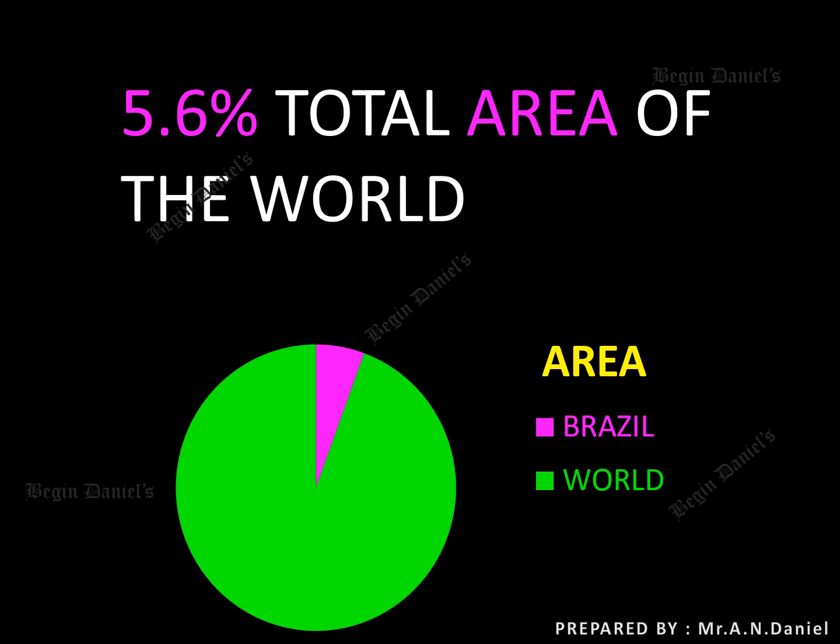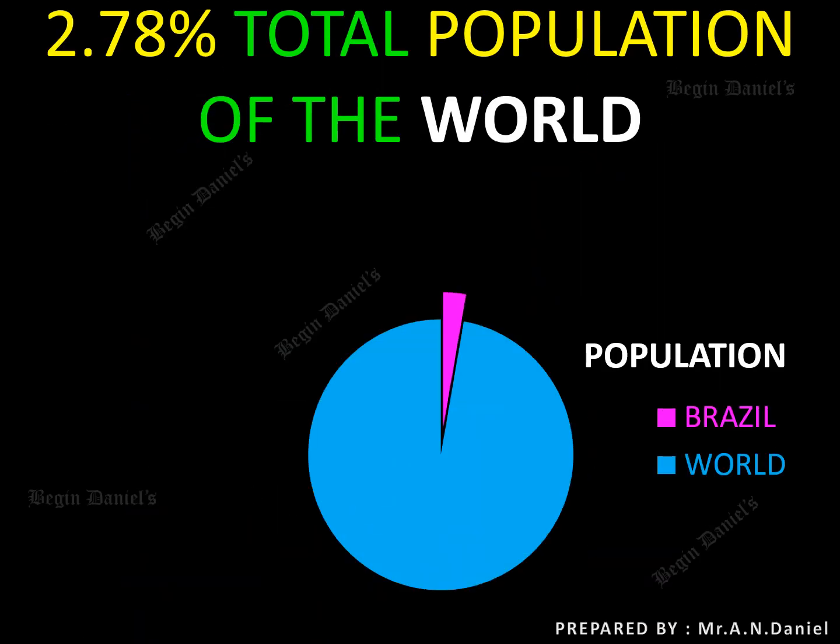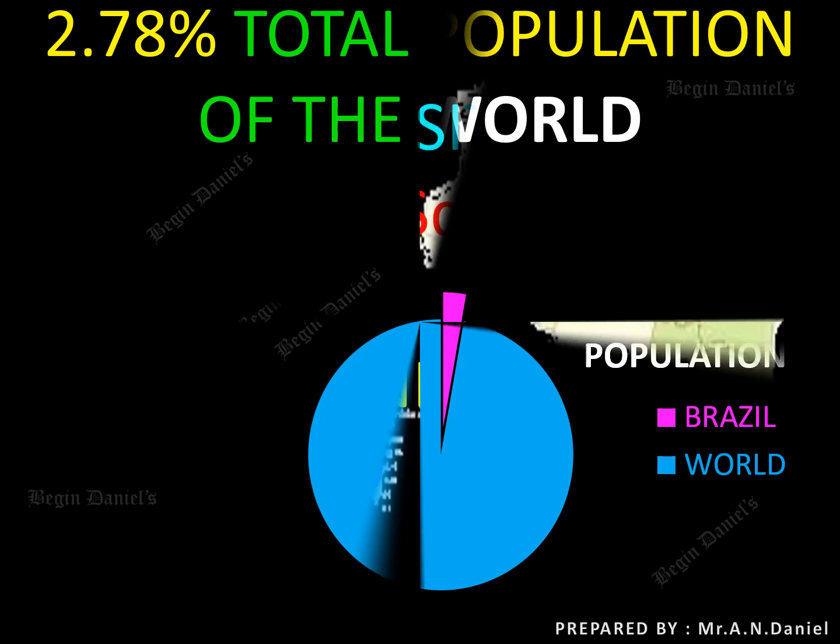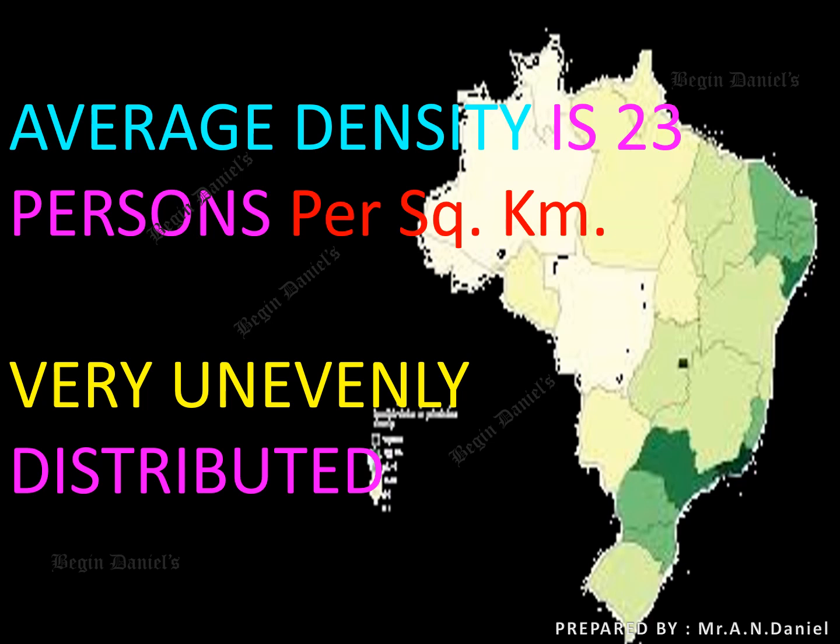The pie diagram shows Brazil's contribution. Just 2.78% of the total population of the world is residing in Brazil. According to the 2010 census, Brazil has an average density of 23 per square kilometer. Like India, in Brazil also the population is distributed very unevenly.